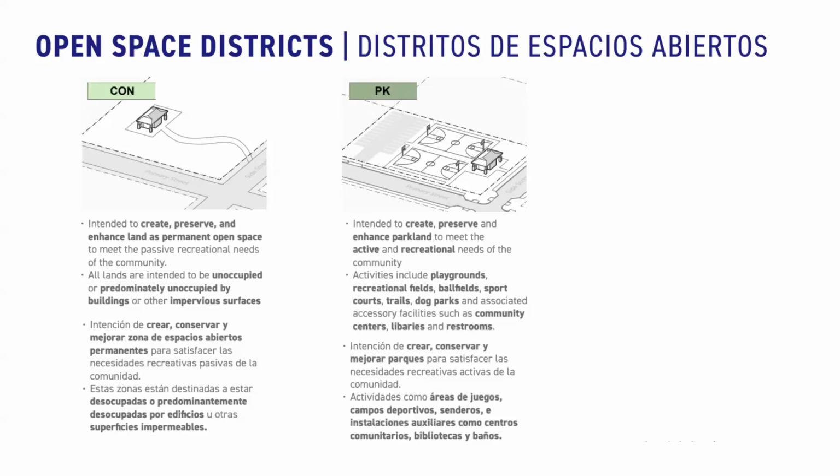And the other side of that is parks, which is essentially intended to create, preserve, and enhance parkland, meeting those active and recreational needs. We're going to see more impervious surface because there's more activity there, so like playgrounds, ball fields, dog parks, all that sort of stuff. And so we're using these as a way to meet those conservation and park planning goals that I mentioned earlier in the presentation.